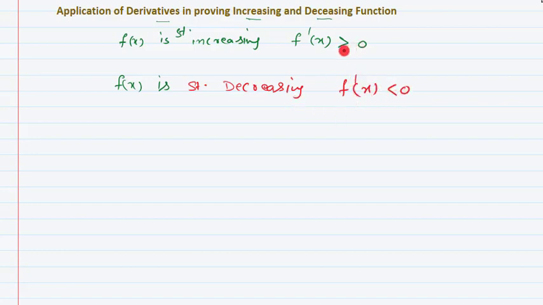So the only need is that if a function is given to us, we need to calculate f'(x), meaning the derivative of the function. If we prove that the value of f'(x) is always positive, then we can say that the function is strictly increasing. And if we prove that f'(x) is negative everywhere in the given interval, then we can say the function is strictly decreasing. Let me explain it with the help of a graph.